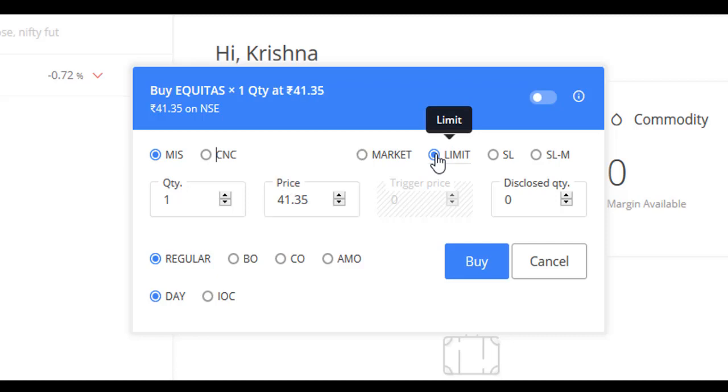Next we come to limit order, and remember I'm walking through the buy order. Limit order: if you want to buy the stocks below the current price, when we place a limit order, you can see we have a price here. The price needs to be below the market price. For example, the market price is 41.35. If you enter 42, the order will not be accepted.